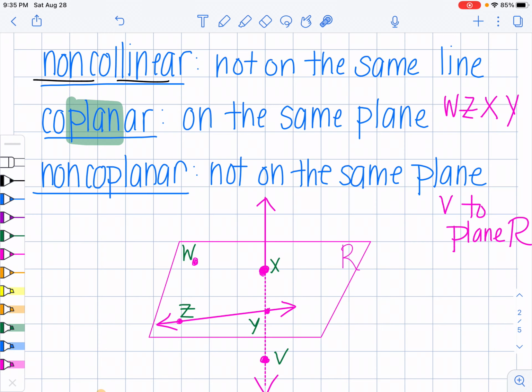And just to point out, this line right here, you see how it's dashed? It means it's going through, so it's kind of like underneath the plane. So it's how we would draw it 3-dimensionally.